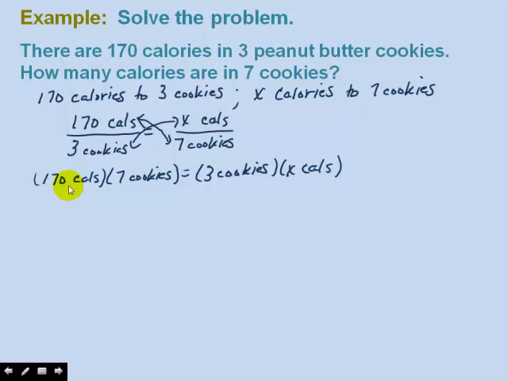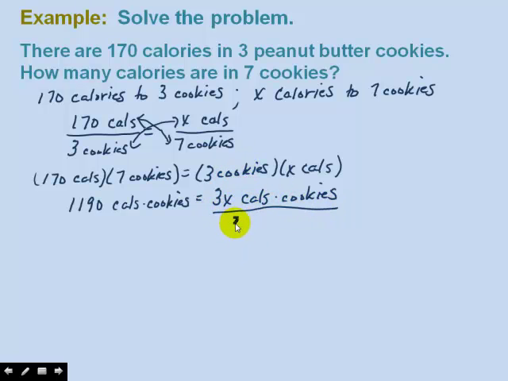Okay, so we can multiply the numbers here. 170 times 7 is 1,190, and we have calories times cookies here for our units. And then over here we have a 3 and an x, so we have 3x, and we also have the units of calories and cookies over here. So if we're dividing to solve for x, then we're going to divide both sides of this by 3, and since our 3 went with the cookies here, we're going to divide by 3 cookies.